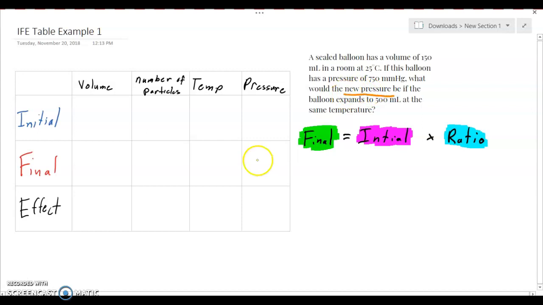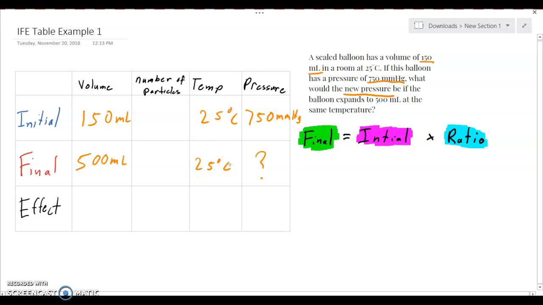What I'm going to go ahead and do is put a question mark into the final value of pressure, and if I backtrack, they tell me my initial pressure was 750 millimeters of mercury. Let's go see what else we can find. They said the initial volume of the balloon is 150 milliliters. That'll be input into this box. And they said the room is 25 degrees C. Next, it says that the balloon expands to 500 milliliters. And they also tell me that the room remains the same temperature.